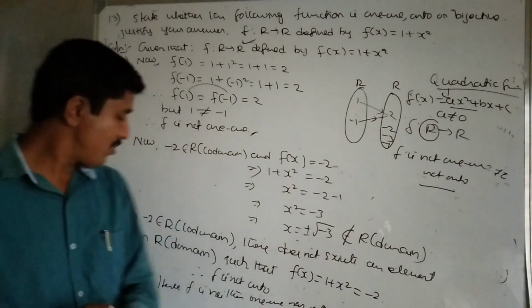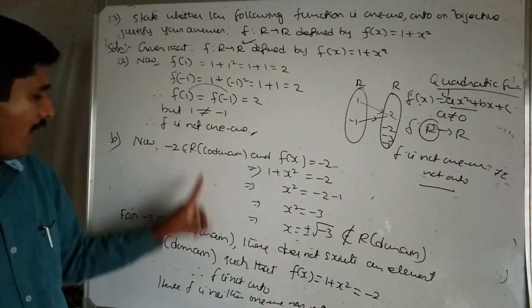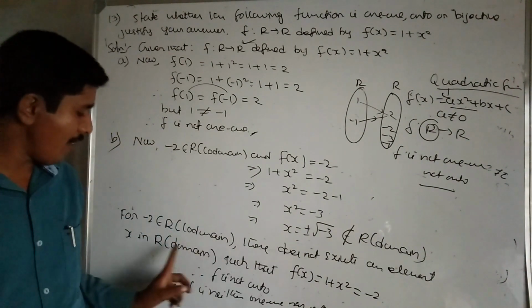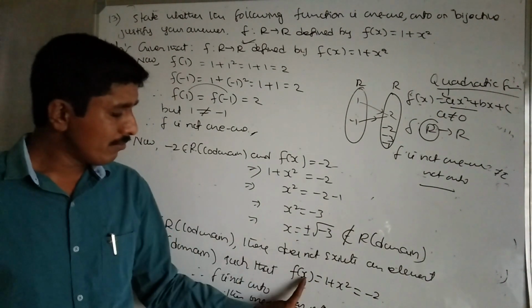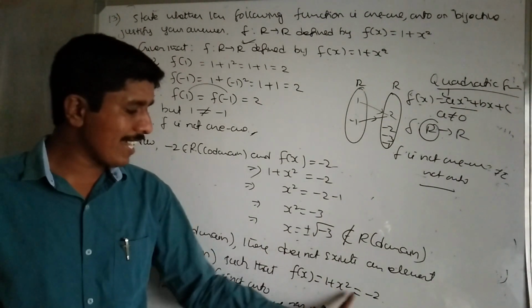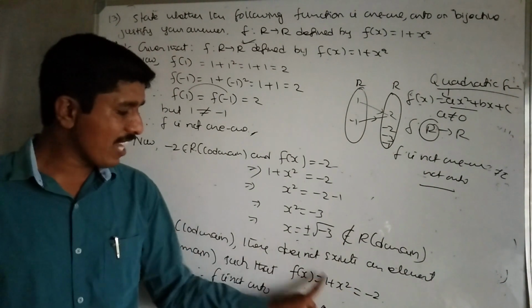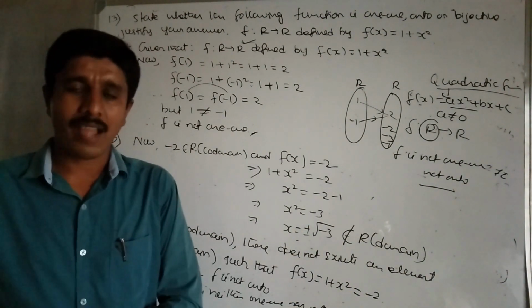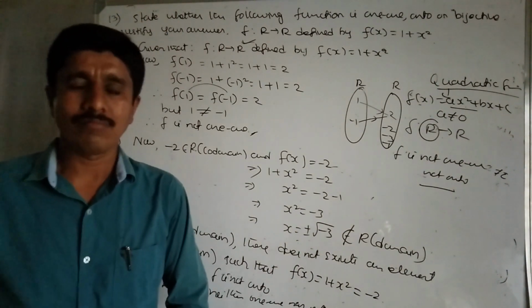Finally, the statement: for minus 2 belonging to our codomain, there does not exist an element x in our domain such that f of x equal to 1 plus x square equal to minus 2. For satisfying this condition, the x value does not exist in the domain. Therefore, it is not onto, hence it is neither 1-1 nor onto.